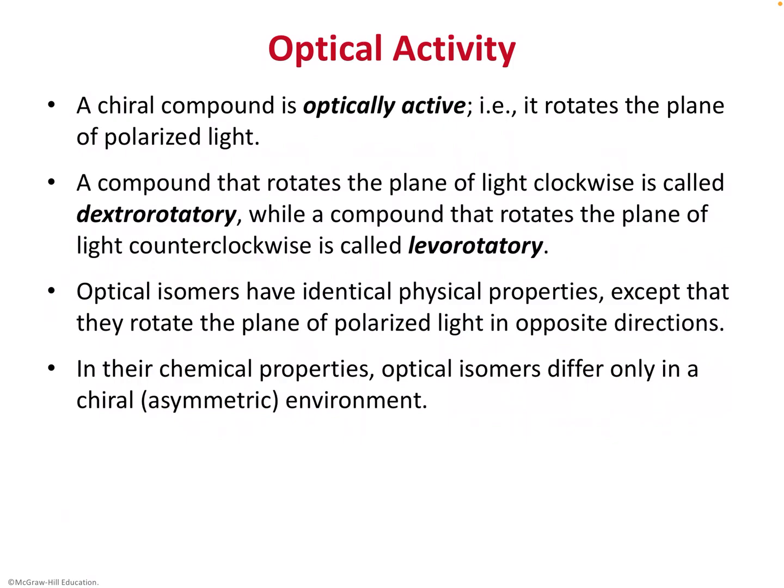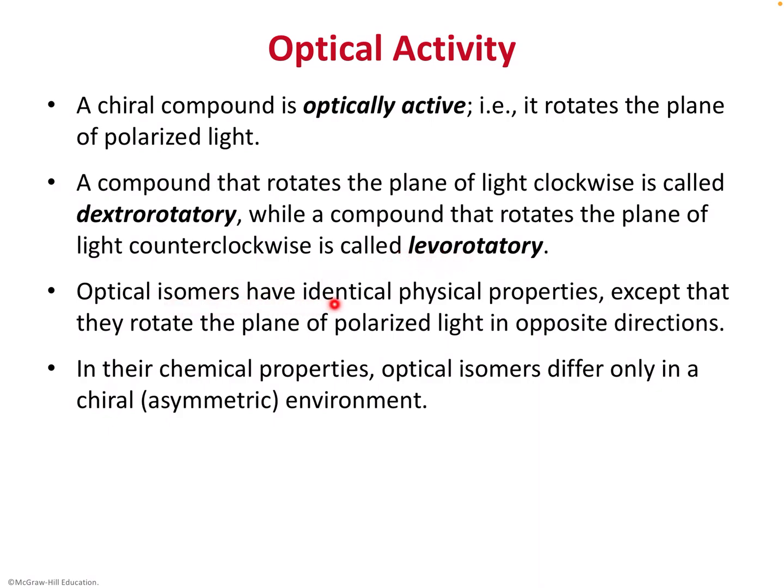We call these chiral compounds optically active, meaning they rotate the plane of polarized light. If you have a solution containing your optically active compound, and you send plane polarized light through it, this optically active compound can rotate the plane of the polarized light. A compound that rotates the plane of light clockwise is called dextrorotatory, while a compound that rotates the plane of light counterclockwise is called levorotatory.